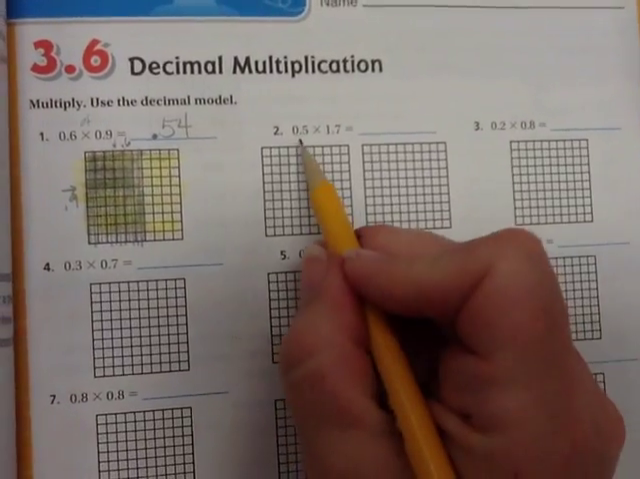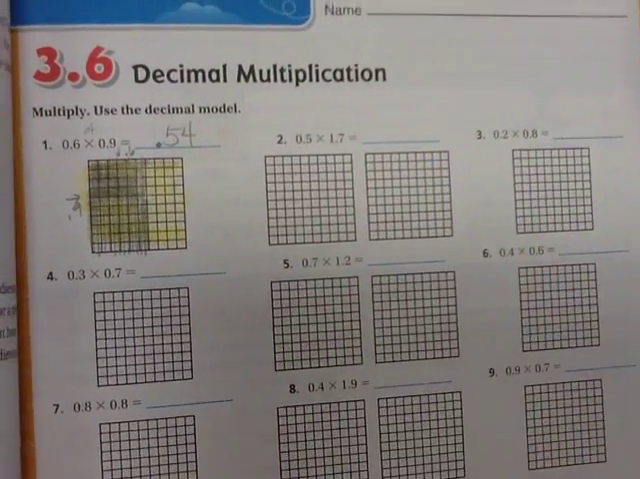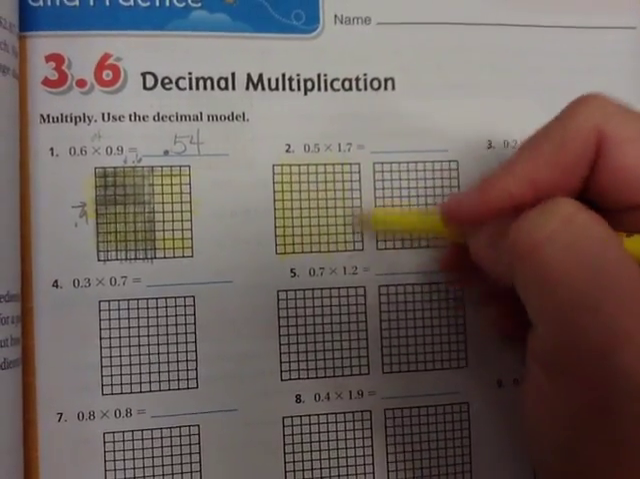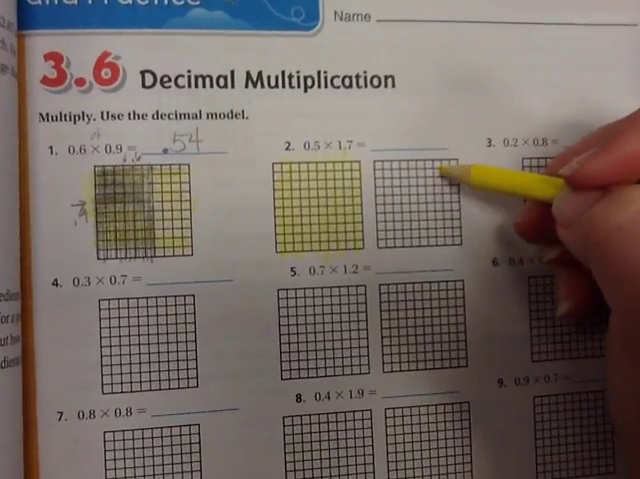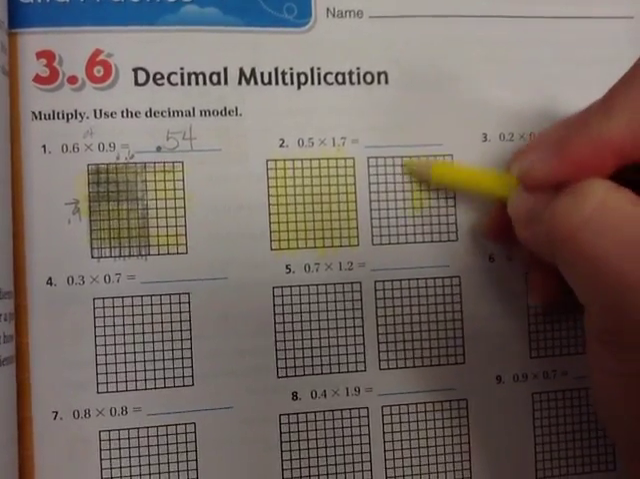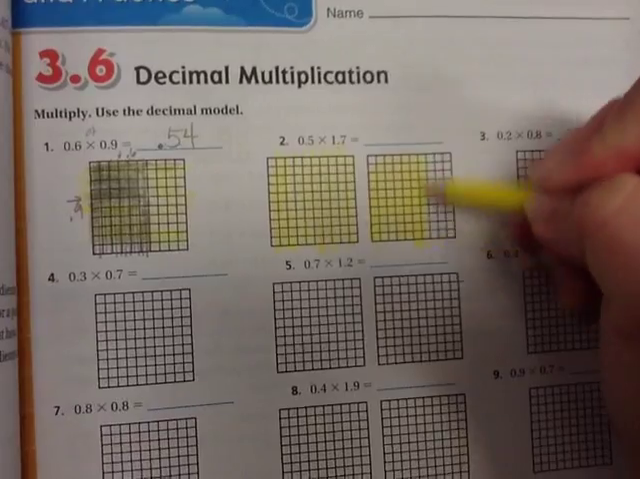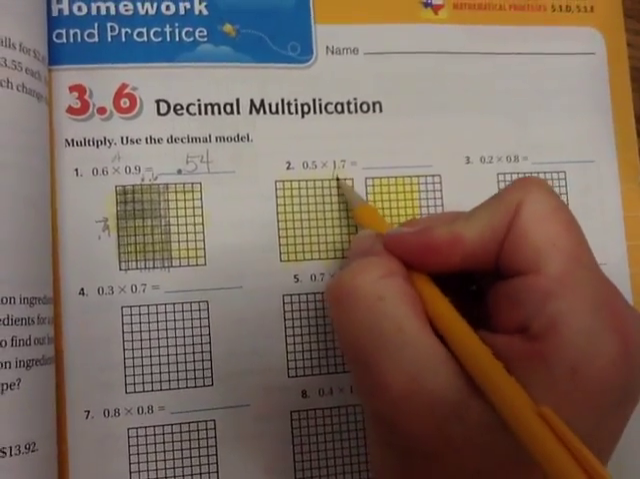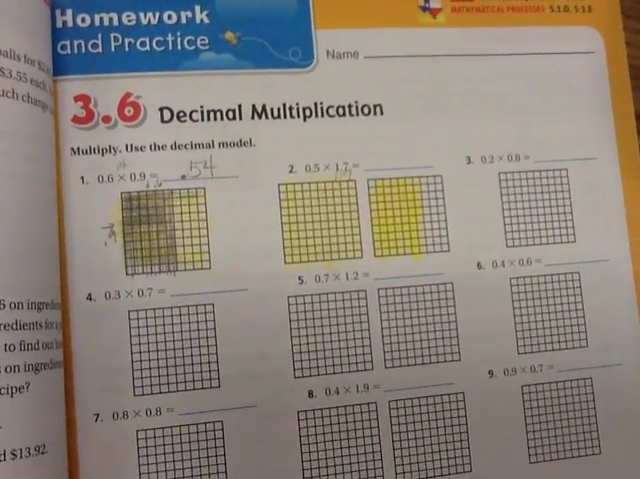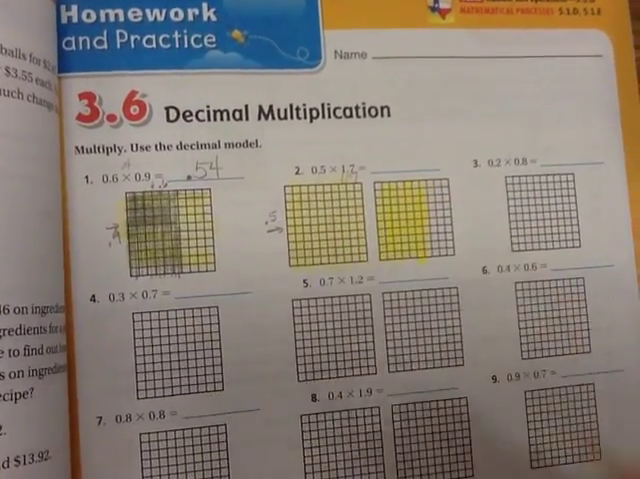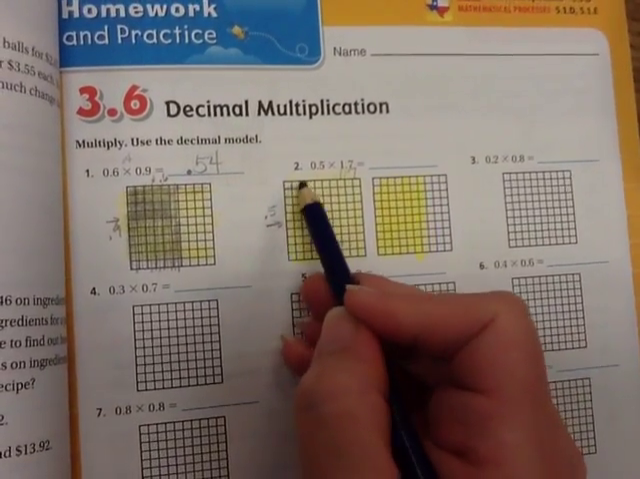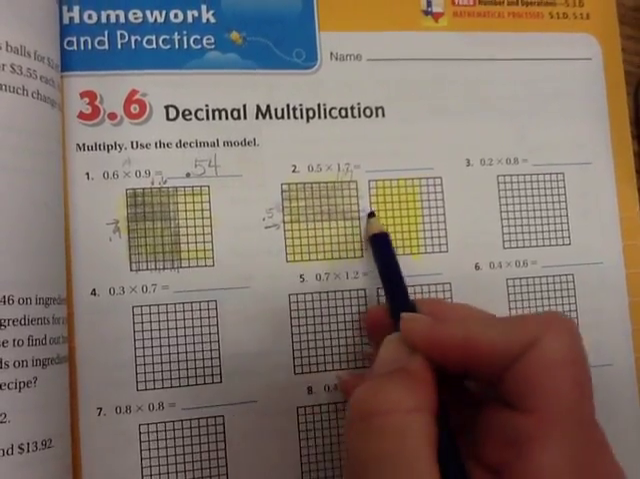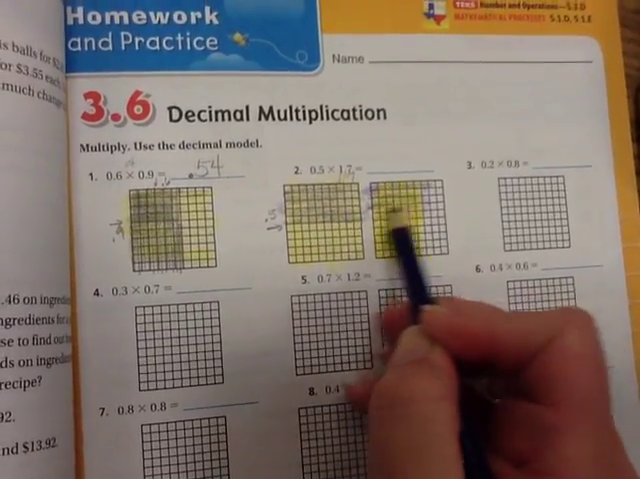Okay, right here. 5/10 of 1 7/10. So 1 and 7/10. I did this way. So that's my 1 7/10. The other one I'm going to do 5/10 this way. 1, 2, 3, 4, 5. 5/10 here. 5/10 of this.